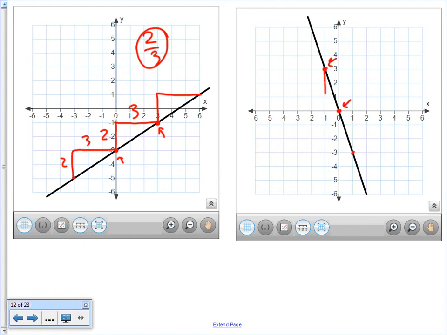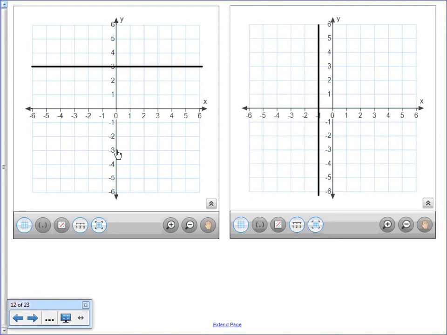We're going to go down 1, 2, 3, and over 1. So 3 and a 1. So that would be a negative 3 over 1, or just a negative 3 for a slope. Again, you could have used these 2 points here, would have given you the same slope. So just a few examples on ones that don't give you those dots.